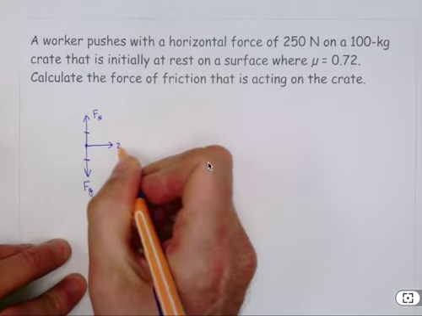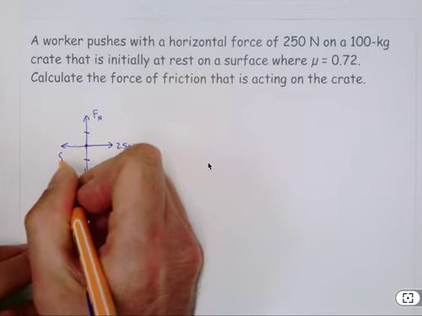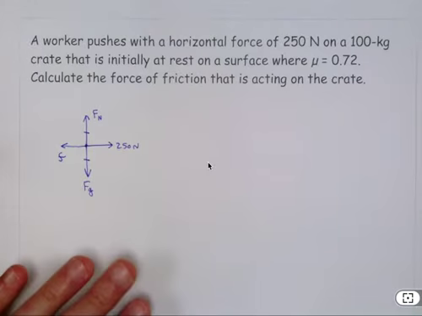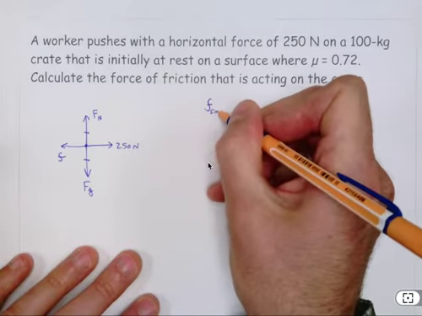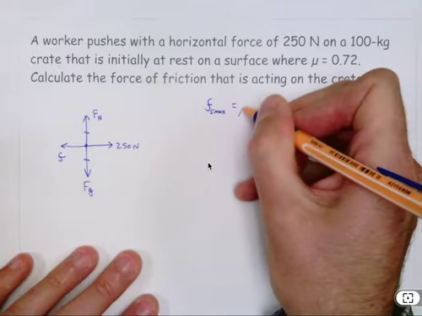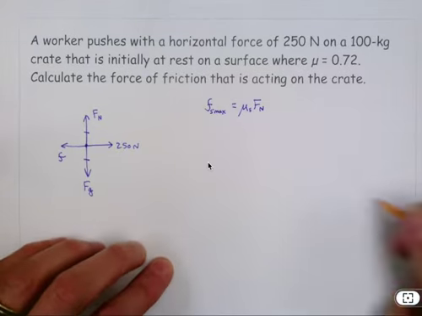Being pushed sideways with a 250 Newton force. And then, of course, there is going to be a force of friction, which is what we're trying to figure out. So let's just use, for now, the formula for static friction. That's what this formula for static friction looks like.